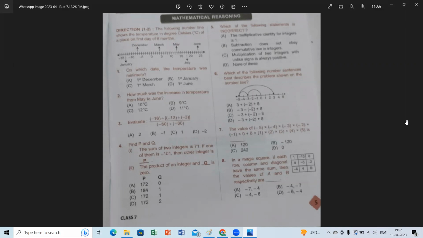Leshita, please, question number 6. Which of the following number sentences best describes the problem shown in the number line? Yes, Leshita. They're asking the value of all this. What is the value of this, Leshita? There is a technique here. There is one logic here. Based on that logic, you can do it.